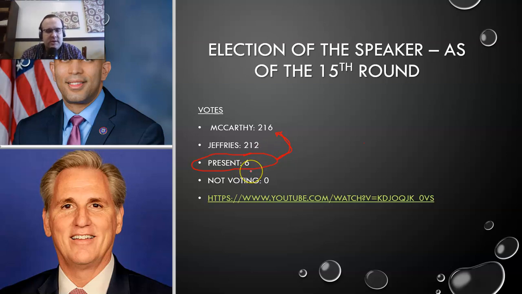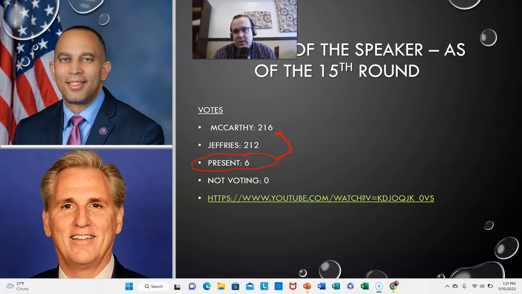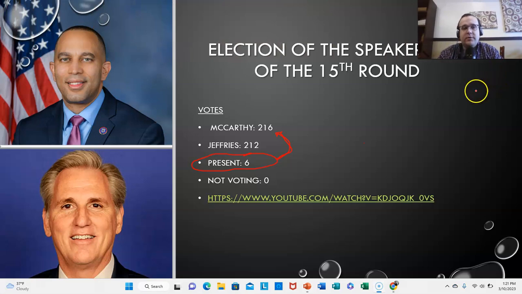The 6 voting present were all Republicans. One of the things they wanted was a rule that would allow a member to initiate a process called vacating the chair. So if they didn't think that McCarthy was doing his job as Speaker, it would only take one member to start the ball rolling on getting rid of McCarthy as Speaker. Normally that's a higher threshold, and those rules are established at the start of every new Congress.